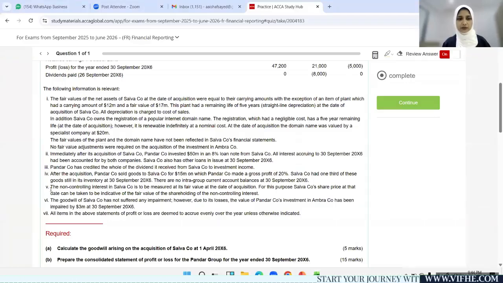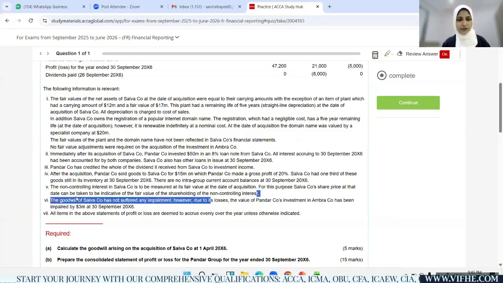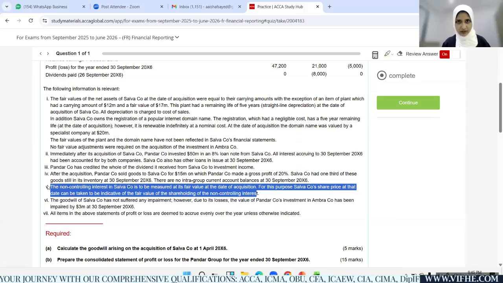Okay? Now, the non-controlling interest in Salva company is to be measured at its fair value at the date of acquisition. For this purpose, Salva's share price can be taken as an indicative. I'm not reading this full statement because NCI valuation is required for goodwill, and we are not doing the goodwill part, so it's okay.